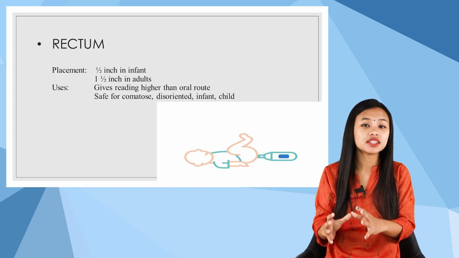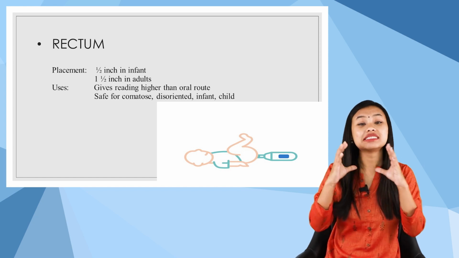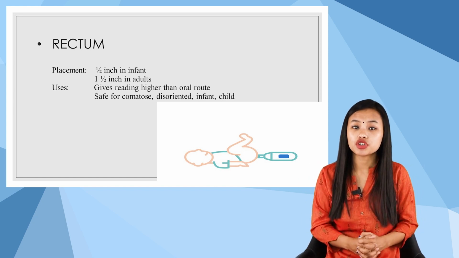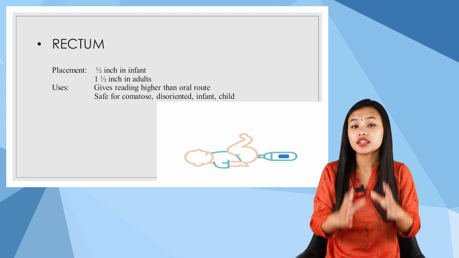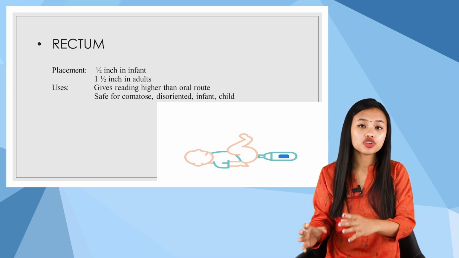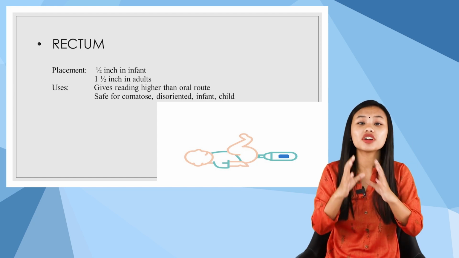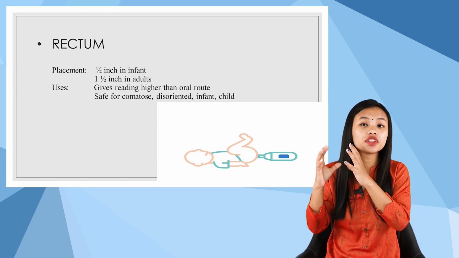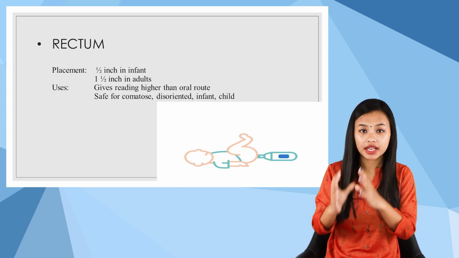And you must place this thermometer through the anus. So what is the use of assessing the body temperature through the rectum? The first use is that it is safe to assess the body temperature for a client who is comatose. It is also safe for assessing the temperature of the infant, child, and also for a disoriented client.